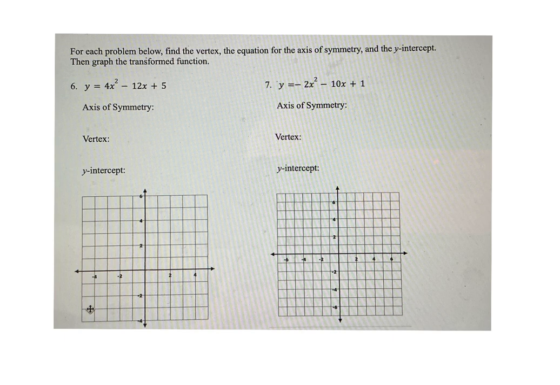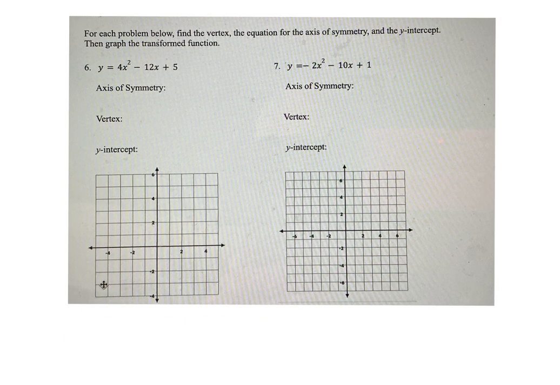Now we're going to do a little bit of review here. I think you've got to find the vertex, axis of symmetry, all the things, and y-intercept, and draw a little graph. These are both negative b over 2a problems, and they both have fractions in them, so you've got to be careful here. Negative b over 2a on this first one: negative b is 12, 2a is 2 times 4, which is 8. That's going to be 3 halves.